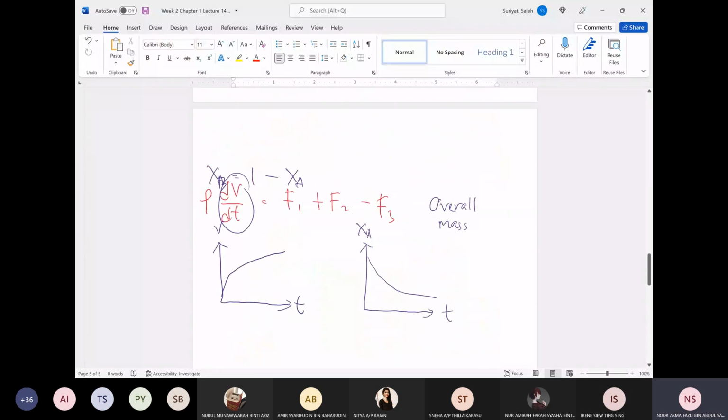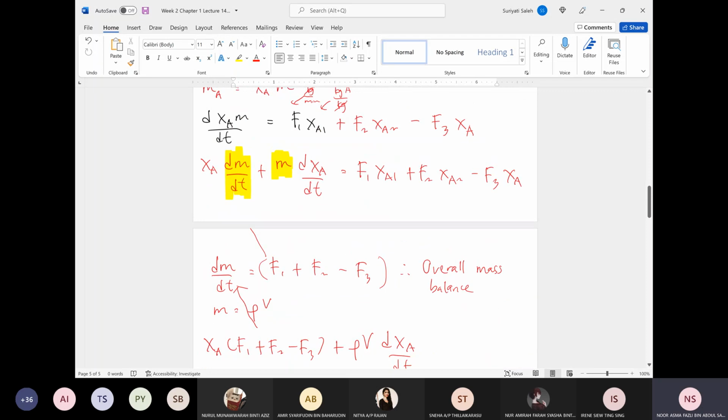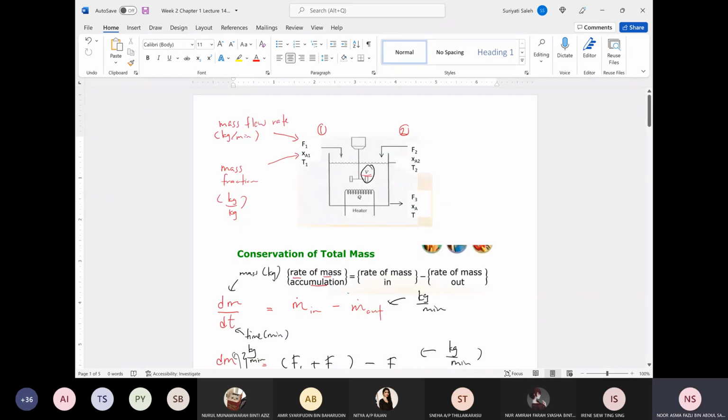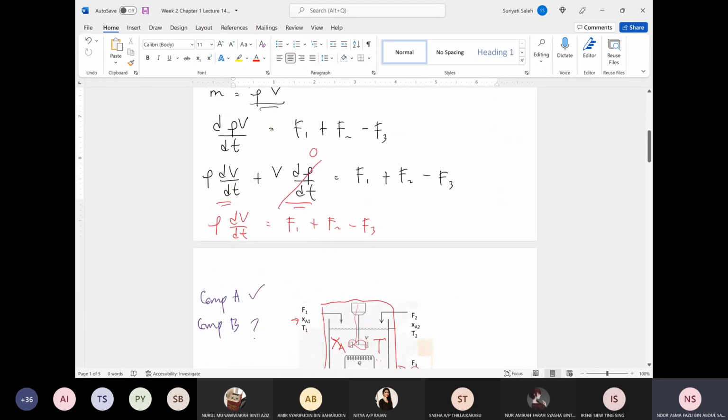Just to recall, we use the blending system for our case study, where you have 2 inputs and 1 output. So far we already covered the conservation of total mass, where we get the final overall mass balance: density multiplied by dV over dt equal to F1 plus F2 minus F3. So that accounts for your mass balance.